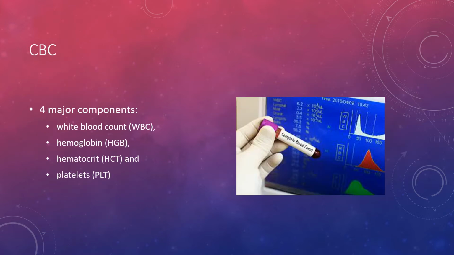So we have the CBC. The major components of the CBC that we're generally paying attention to are the white blood cell count, hemoglobin, hematocrit, and platelets. White blood cells are going to give us an indication of possible infection or immunocompromise. Hemoglobin and hematocrit will give us an indication of blood levels, if the patient is bleeding somewhere or having some issue creating those red blood cells. And then platelets is going to give us an idea of a patient's ability to clot.